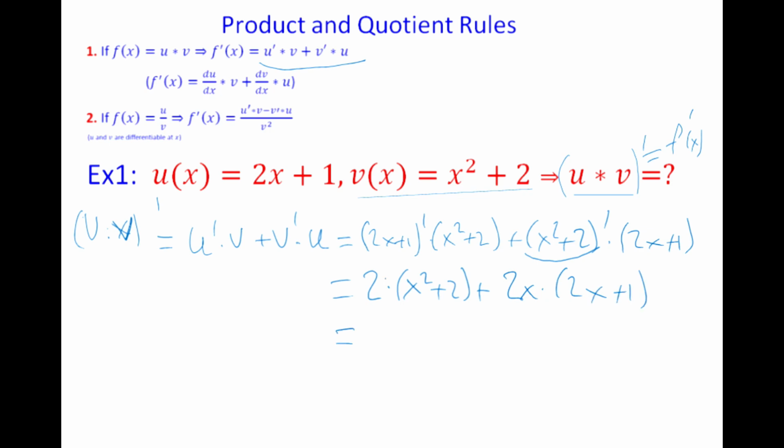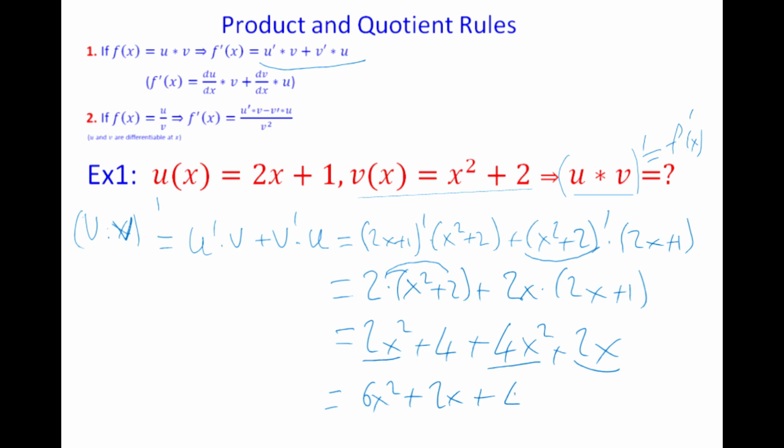And that is equal to, if you distribute 2 into the parentheses here, then we're going to have 2x squared plus 2 times 2 is 4, plus 2x times 2x is going to be 4x squared, plus 2x times 1, which is 2x, guys. If you add the like terms, for example, we have here 2x squared and we have here 4x squared, which is going to make it 6x squared, plus we have 2x here also, 2x plus, and as a constant we have 4, guys. And that is the result of the derivative of u times v.